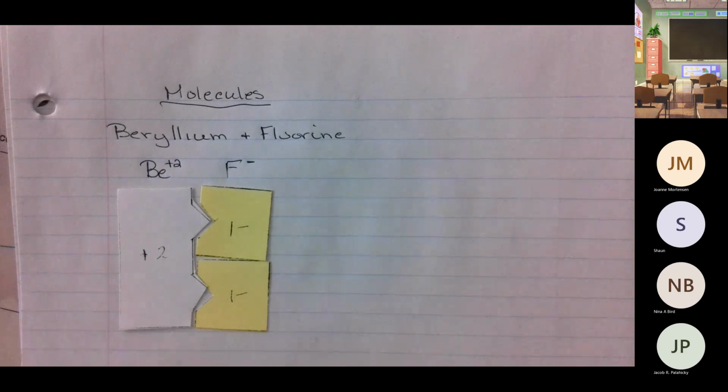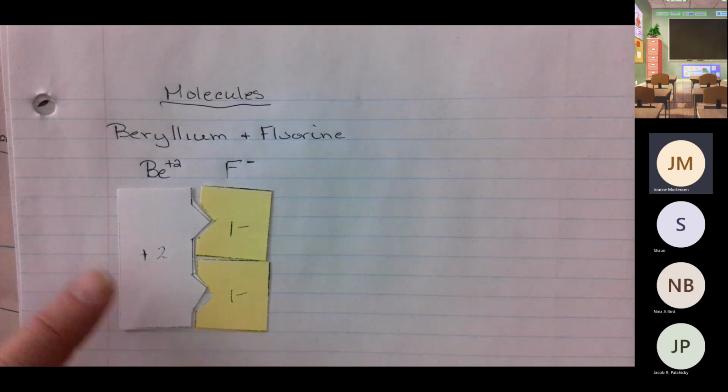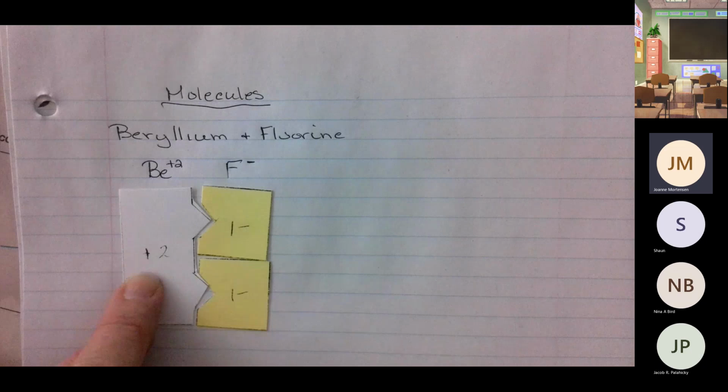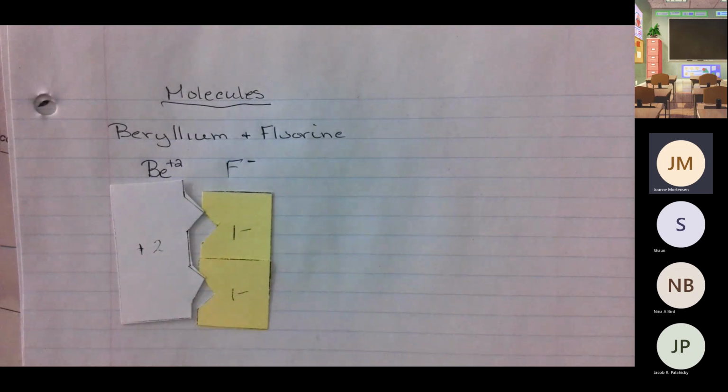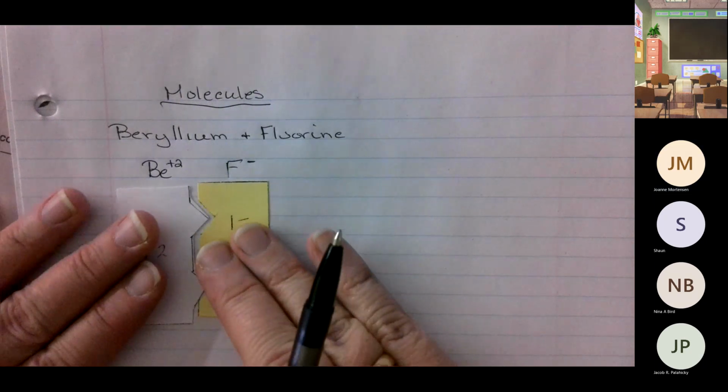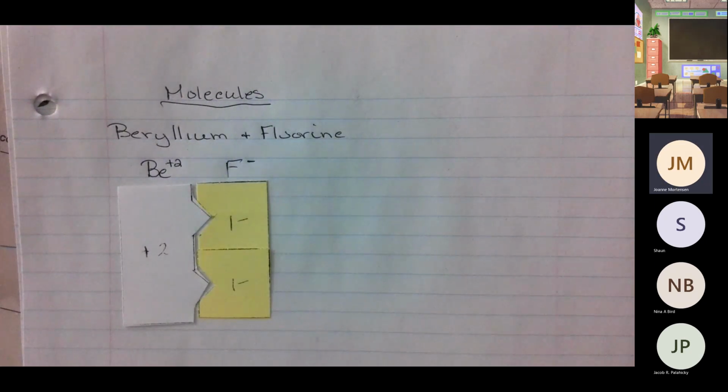But where did the other -1 come from? There's a lot of them hanging out. So when you do these, you can have an unlimited number of +2s, an unlimited number of minus ones, until you get your nice little rectangle. Notice how they're interlocking here, so they'll stay together as a molecule.